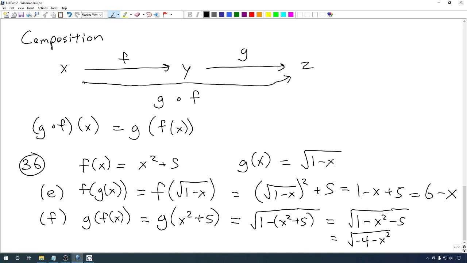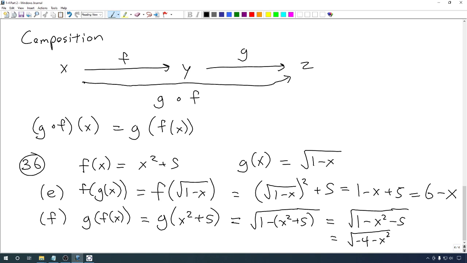Now there are a few things to note here. First of all, note that we got a completely different answer depending on the order that we did. Composition is kind of like subtraction and division, where the order does matter. It's not like addition or multiplication. If we switch the order of our composition, we can get a completely different answer. Now, there are a couple cases where we do get the same answer, but those are very special cases. So just assume that we're going to get a different answer anytime we switch the order.